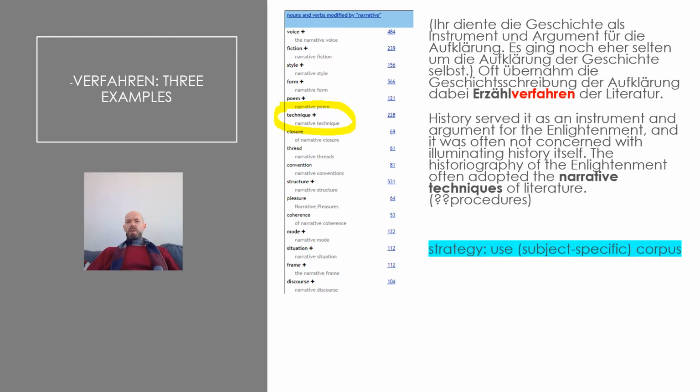nouns that combines with the adjective narrative. So I've searched for narrative here, and these are the nouns that co-occur significantly with narrative. And in fifth place, we find technique. We don't find procedure. Even if we went further down the list, we wouldn't find procedure. So technique is the correct equivalent used in literary studies. So you need to search through a subject-specific corpus. If you can't find one, make an intelligent guess and use Google Books to check potential equivalence against.